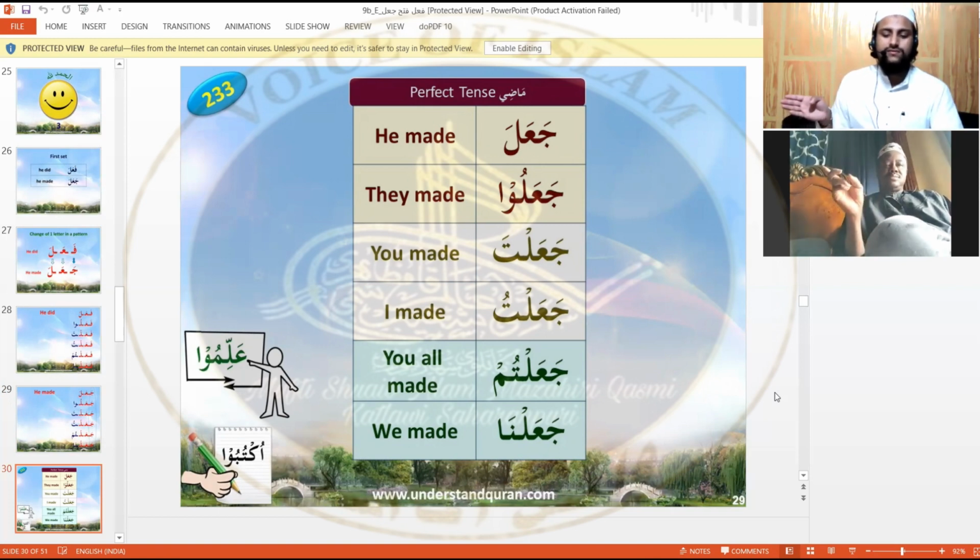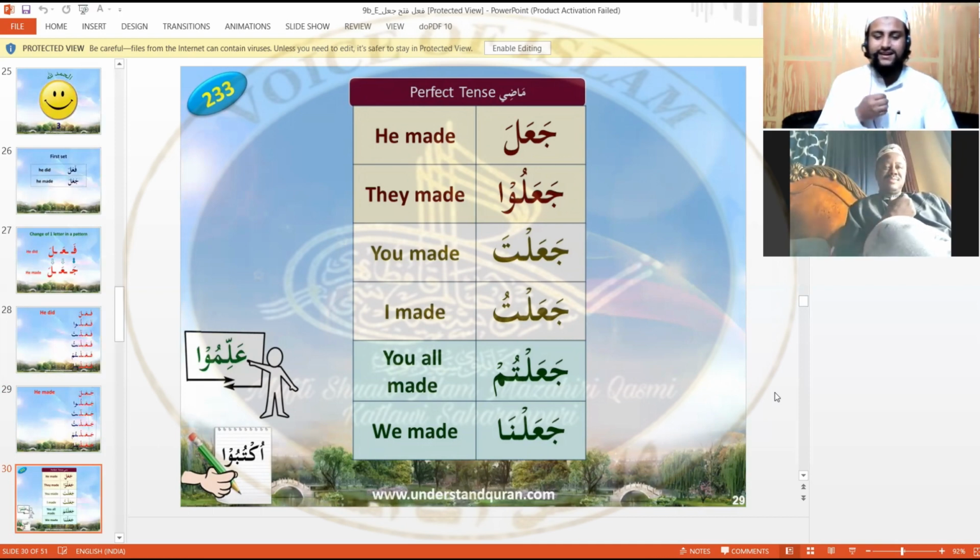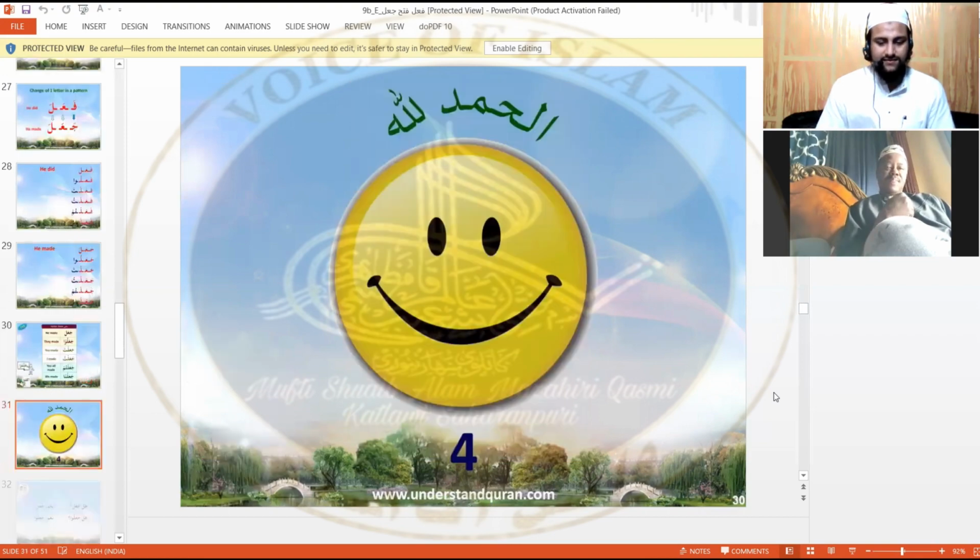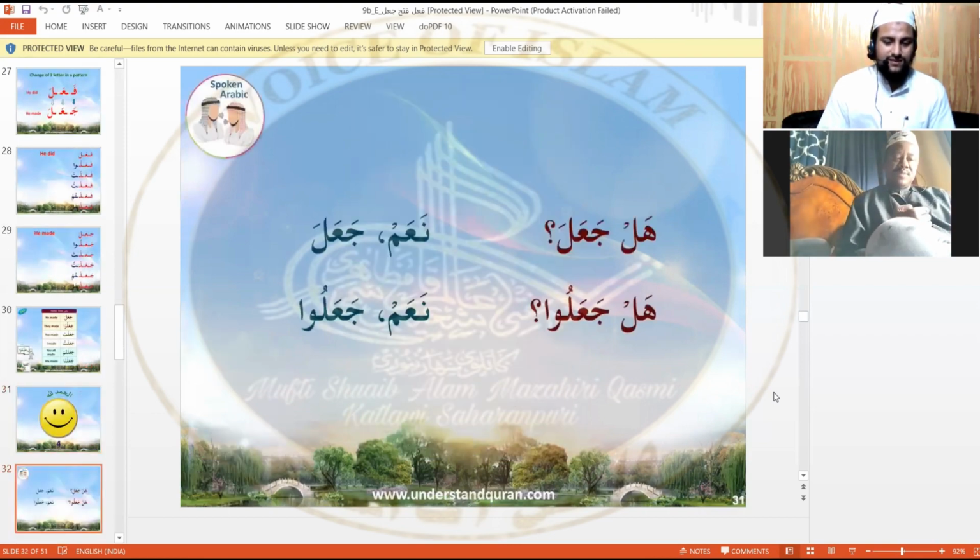Fa'ala, fa'alu, fa'alta, fa'altu, fa'altum, fa'alna. Similar: ja'ala, ja'alu, ja'alta, ja'altu, ja'altum, ja'alna. MashaAllah, Alhamdulillah.